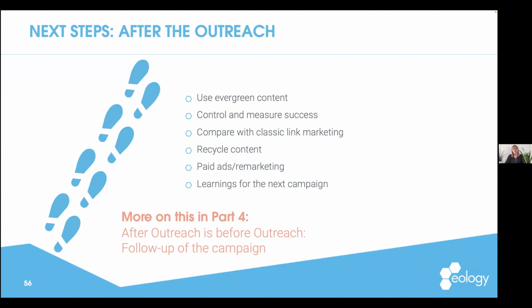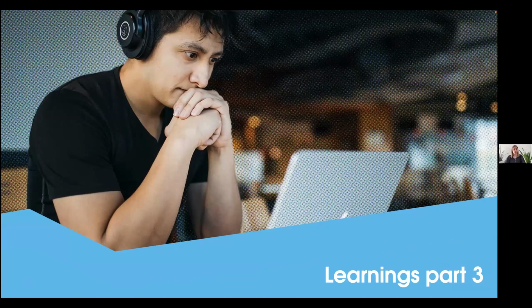The next steps after the outreach you can listen to in the next video, part 4: after outreach is before outreach, the follow-up of the campaign. We talk about evergreen content, controlling and measuring success. We compare it with classic link marketing. And maybe you can even recycle the content. You can push it with paid ads or remarketing. And of course, you can draw some learnings for your next campaign. But before we end today, we have the learnings for part 3.